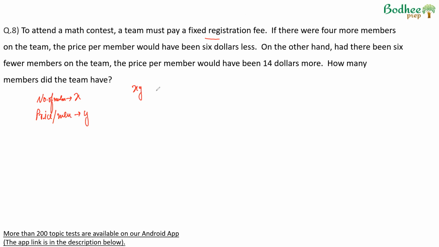If there were 4 more members, the number of members becomes X plus 4. In that case, the price per member would be $6 less, or Y minus 6. X plus 4 into Y minus 6 should be equal to XY, the original registration fee. On the other hand, if there had been 6 fewer members, X minus 6, on the team, the price per member would have been $14 more, so Y plus 14. This also should be equal to the registration fee, which is XY.